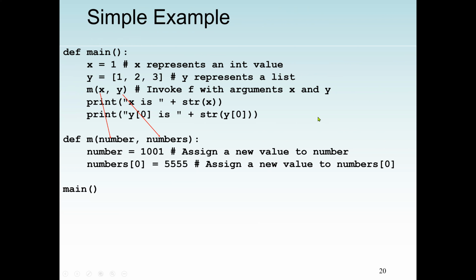Now in the definition of the user-defined function m, we have the number, we assign 1001 to it, and we say numbers, the first item at index 0 is 5555. We assign a new number.